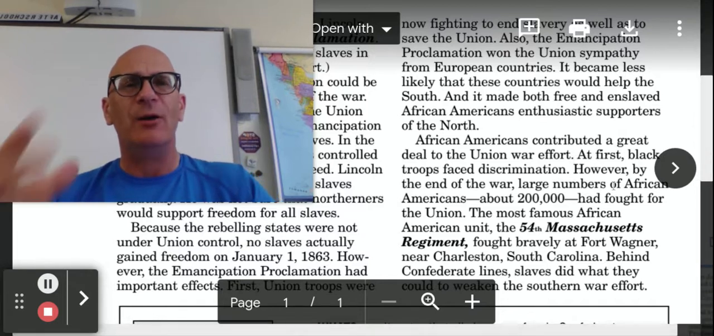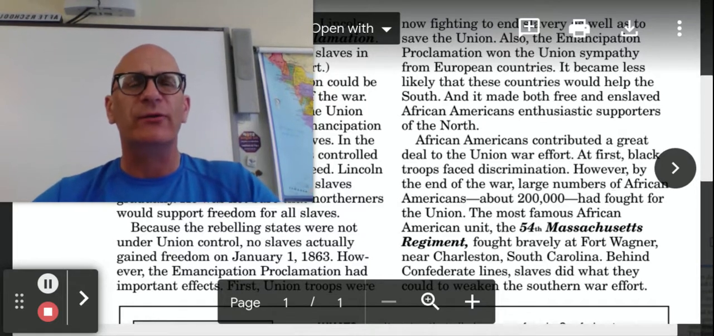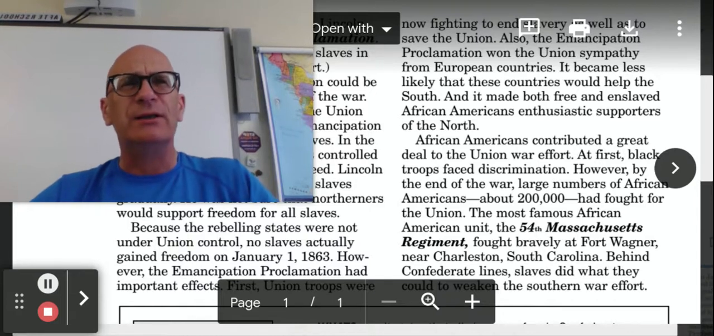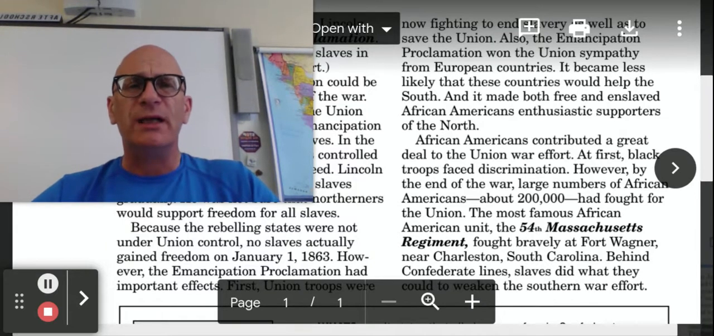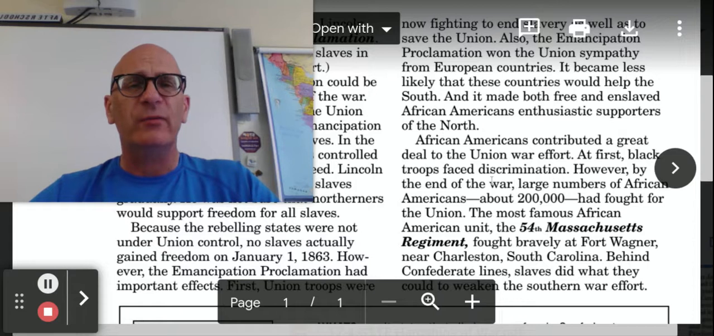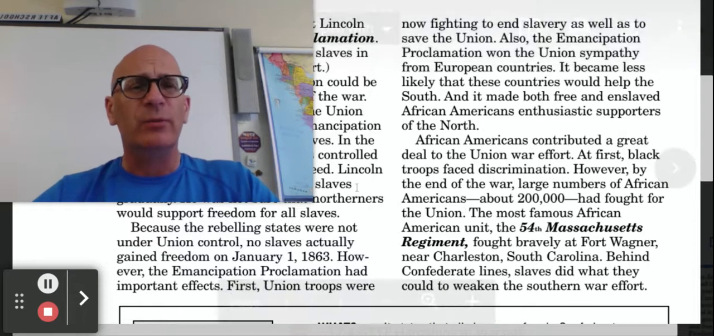So the Emancipation Proclamation is also going to result in the ability of African-American slaves, former slaves, to show their abilities and to show their capabilities on the battlefield to help the Union eventually win the war. And that will be highlighted by the 54th Massachusetts Regiment. And we'll see, as I said, some video clips on them from the film Glory.